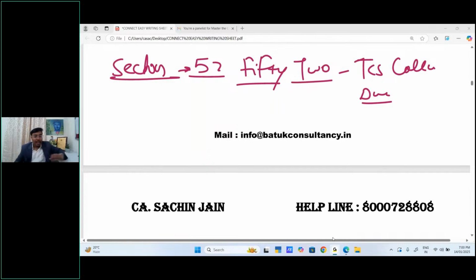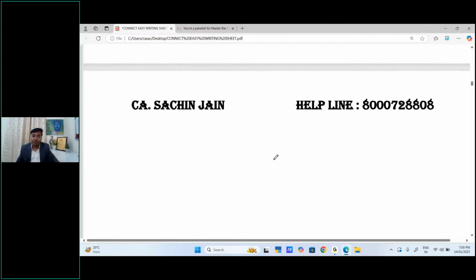This section is talking about the TCS collection in case of an e-commerce operator. Section 52, TCS collection due. This section is saying whenever the e-commerce operator is going to make any payment, at that time that e-commerce operator is going to collect the TCS as well. In case of online, whenever he sells through the platform, he will also collect TCS.